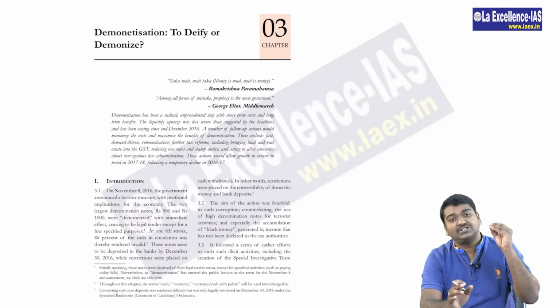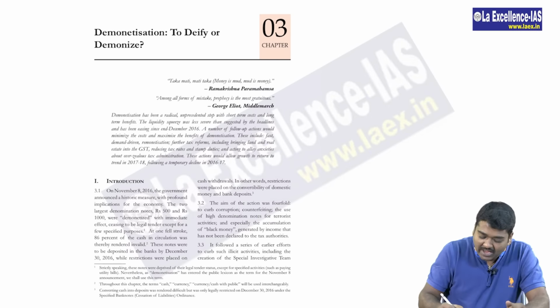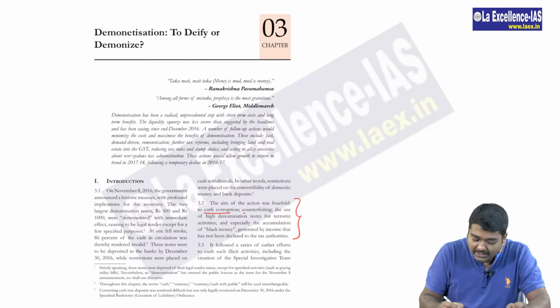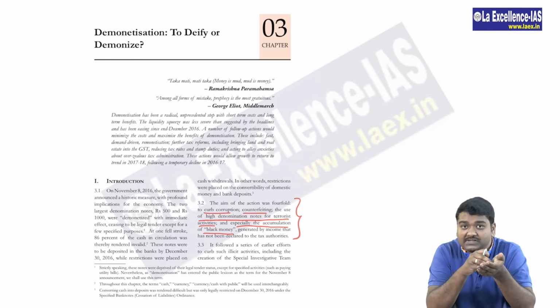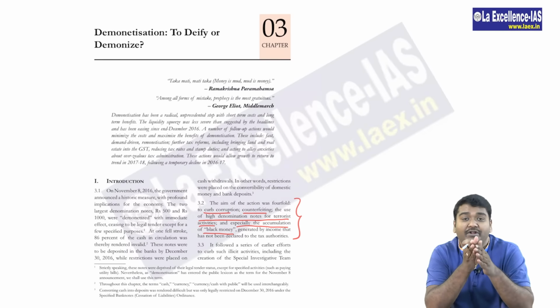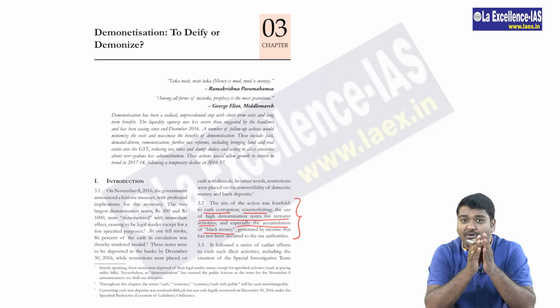The decision is already taken, so the impact is important for us. Let us see some of the things. First, the aim of this was fourfold. They say it was to curb corruption, counterfeiting, the use of high denomination notes for terrorist activities, and especially the accumulation of black money. These were the four major reasons which led to demonetization in the country. This is the background in which the demonetization decision was taken by the government according to the economic survey.